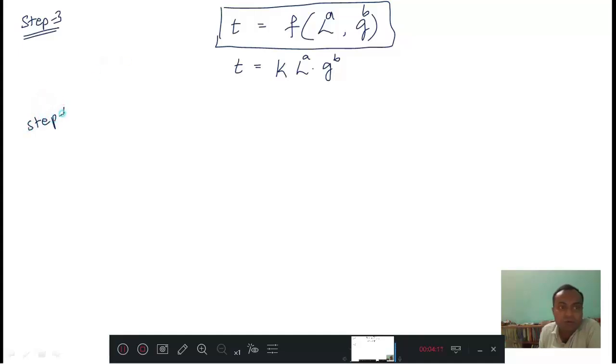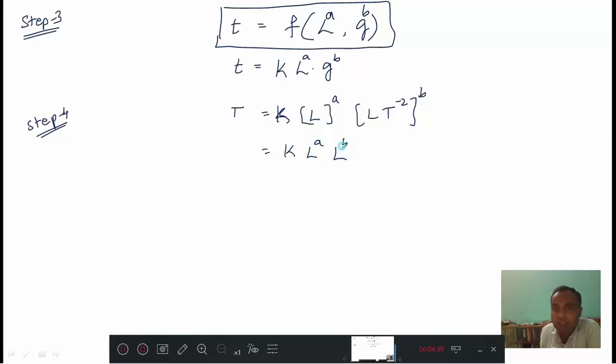Now step 4: I have to write the dimensions of this. T dimension is capital T, and this K dimension it won't have because it's a constant, and L dimension is capital L to the power a, and g dimension is LT raised to minus 2 to the power b. In this problem I will solve it very clearly: K, L raised to a, and L raised to b, and T raised to minus 2b. Right? These many, and here T is there. This is what we have done.